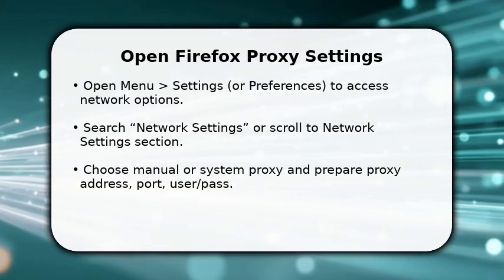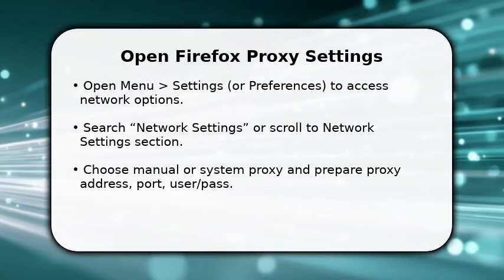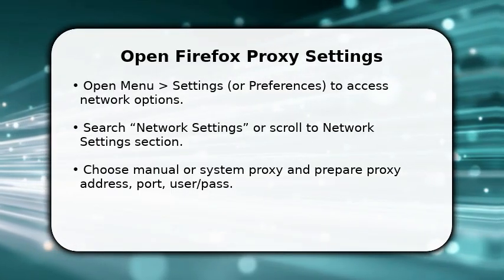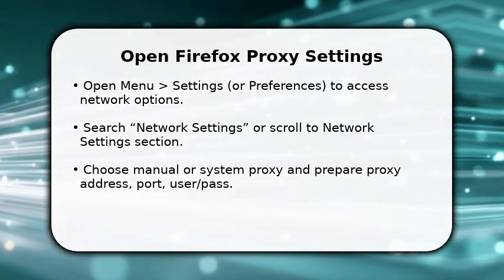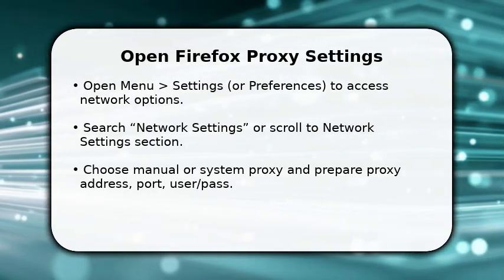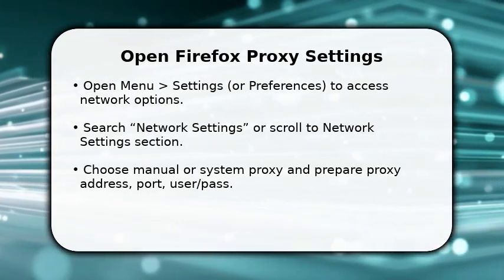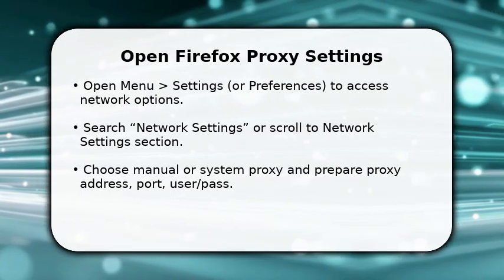You start inside Firefox, open the menu and go to Settings, then find Network Settings. Once done, click the button labeled Network Settings to reveal proxy options. Make sure you already have the proxy host, port, and any credentials typed somewhere ready to paste. You do this now because configuring with the correct values prevents connection loops.